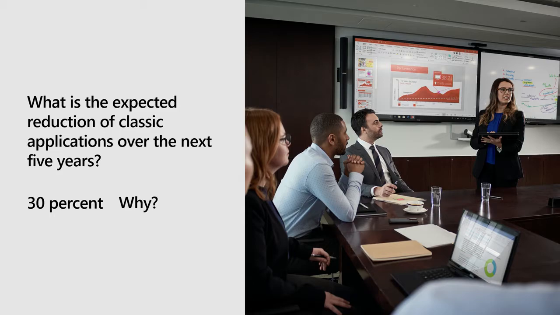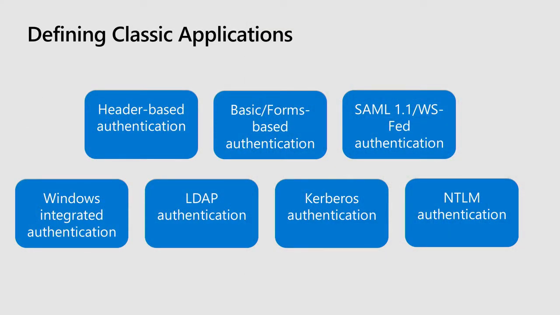And I can tell you why. It's because it's hard. It's just hard because finding those apps, once you find those apps, then what do you do with those apps, right? So the way that we want to approach this is, first of all, what is a classic app? So this is how we're defining classic apps for this conversation. Across the top you have header-based apps, basic and forms-based auth apps, SAML 1.1 and WS-Fed apps. And then we have this whole bottom row with Windows Integrated Auth, LDAP, Kerberos.